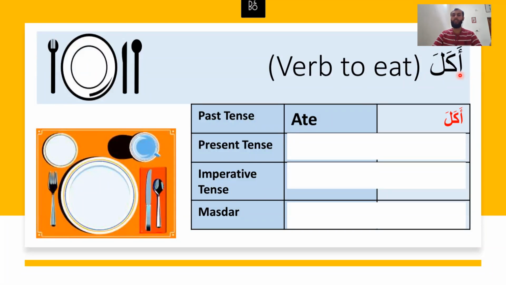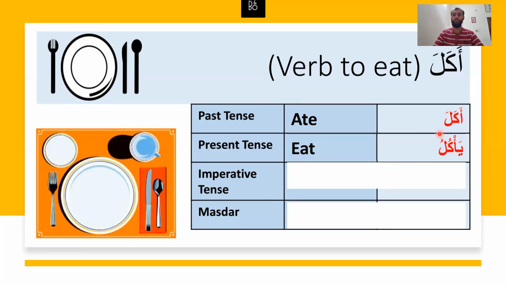What is present tense? If I say that he is eating, how would I say he is eating? Yakulu. It is present tense. It has to start with ya. So it is yakulu. Always when you talk about the basic form, we'll talk about the he form. So we'll say akala, dakhala, yakulu, yadkhulu, and we'll change this he form for the different other subjects that we have.